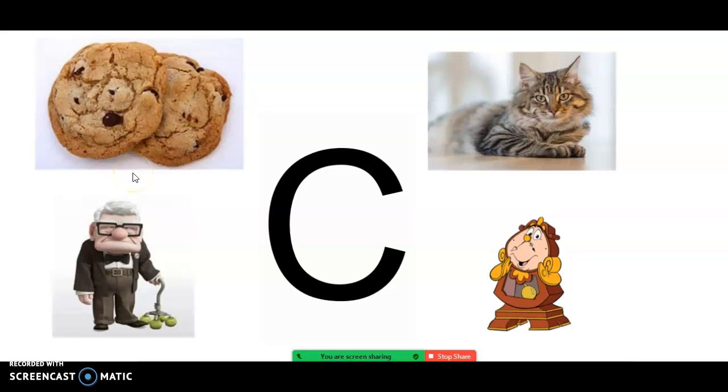This week is the letter C, and it is a magic C. Magic C is important because it makes all kinds of other letters. So our magic C says k, k, k, like these things. What are these right here? Cookies. Cookies start with the letter C.